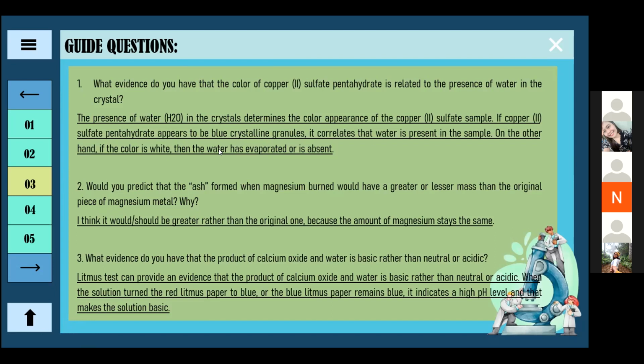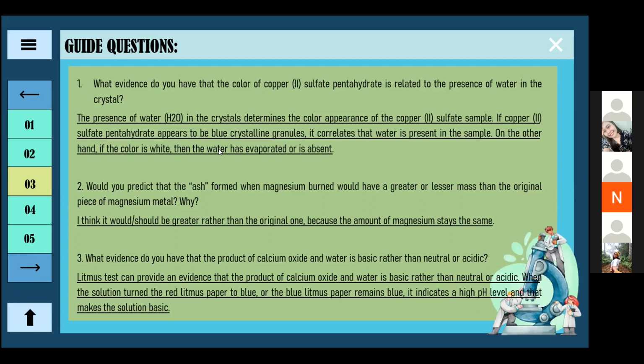Number 2, would you predict that the ash formed when magnesium burned would have a greater or lesser mass than the original piece of magnesium metal? Why? I think it should be greater than the original one because the amount of magnesium stays the same.